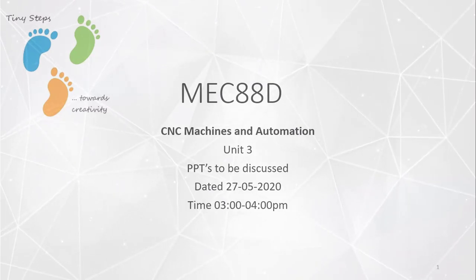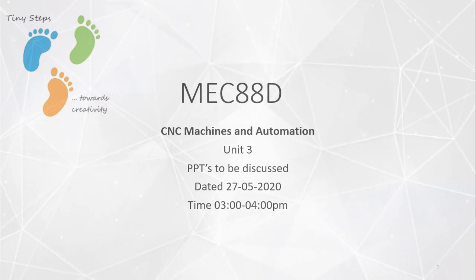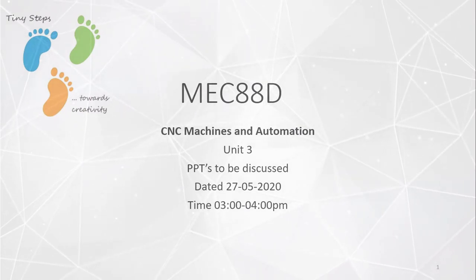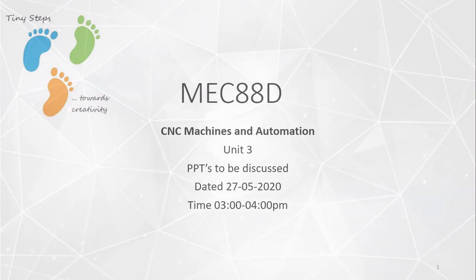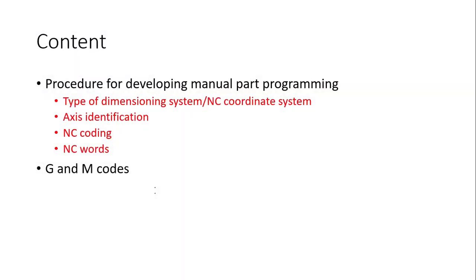In the last lecture we started unit number 3, and now we are moving forward in unit number 3 and going to discuss very important topics related to CNC programming. Whenever you are writing a program, you need to know different things about programming, like axis identification, type of dimensioning, the words, the coding, and the different types of words used in the program. So there are different kinds of G and M codes, like G01, G02. There are so many different kinds of G codes and M codes available which you have to remember.